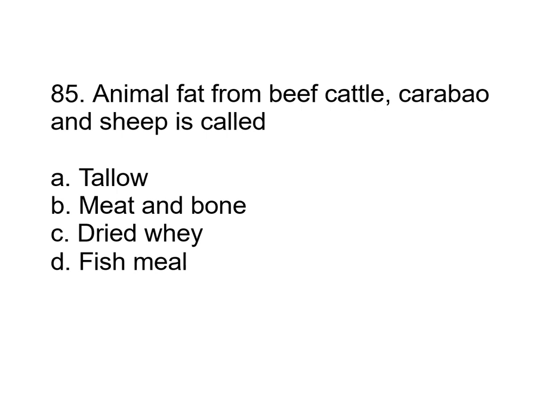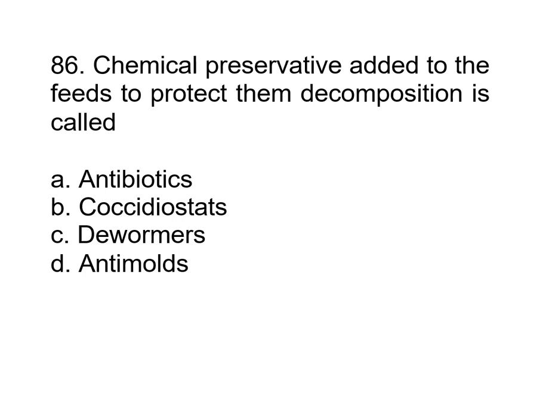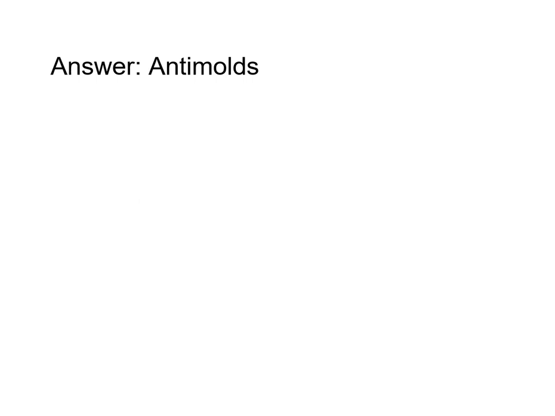Number 85. Animal fat from beef cattle, carabao and sheep is called A. Tallow, B. Meat and bone, C. Dry whey, D. Fish meal. The answer is tallow. Number 86. Chemical preservative added to the feeds to protect them from decomposition is called A. Antibiotics, B. Coccidiostats, C. Dewormers, D. Antimolds. The answer is antimolds.